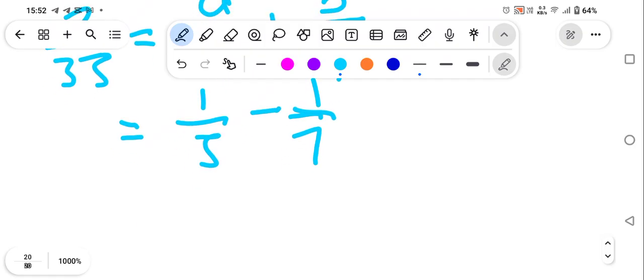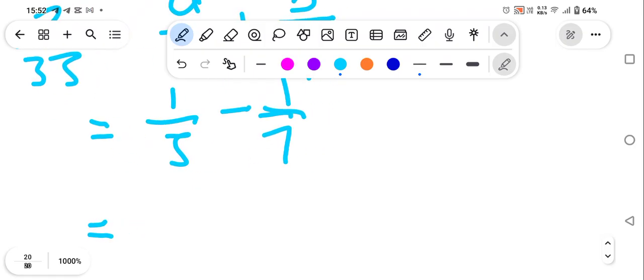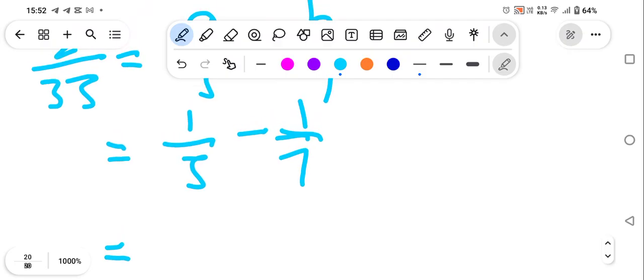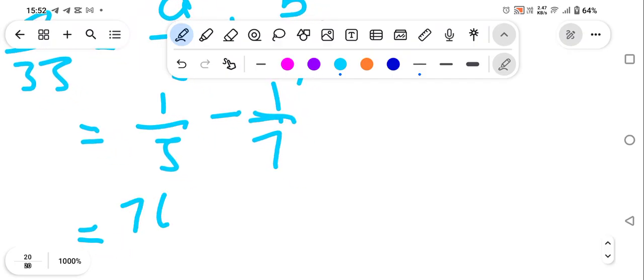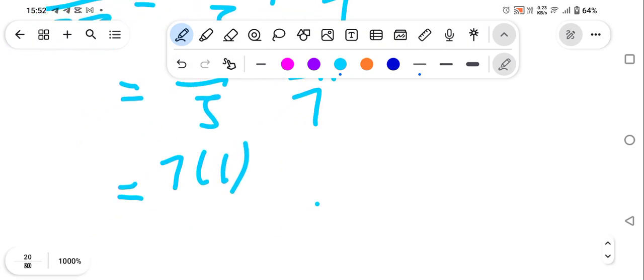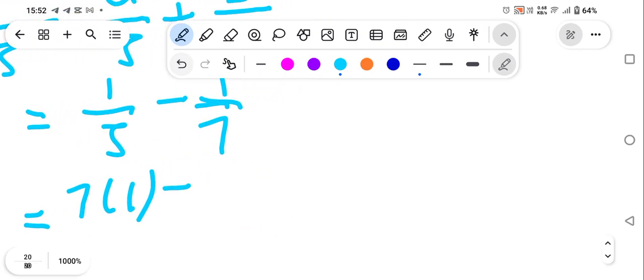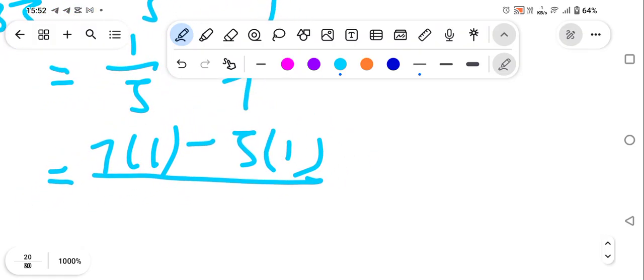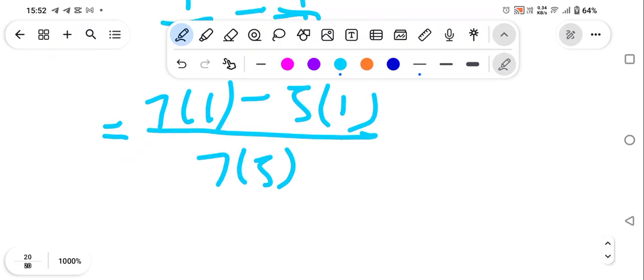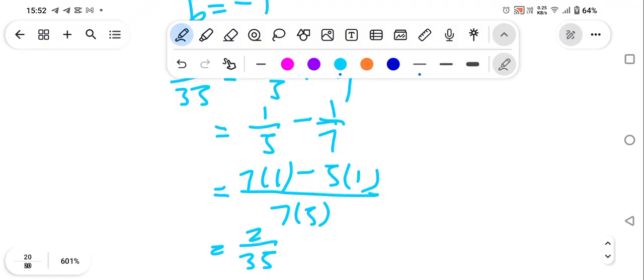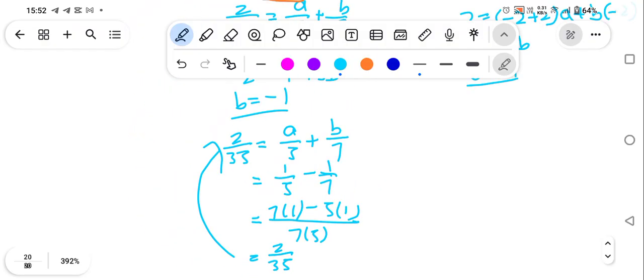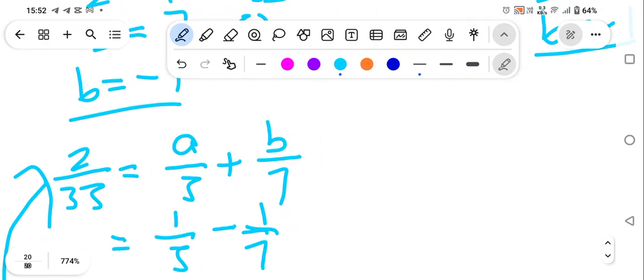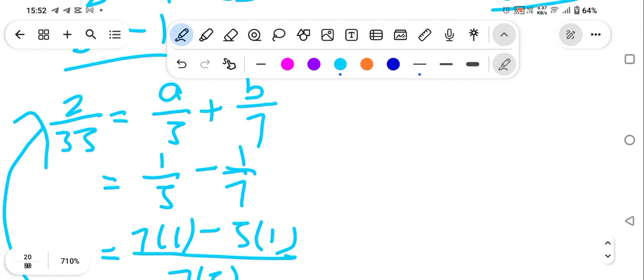To solve this, we multiply both sides by 35. So this will be 7 times 1 minus 5 times 1, and this will be the same as 7 times 5. So as you can see, 7 minus 5 is 2, which gets the same result over here. So we have used partial fractions to solve this question. So I'm going to give another example.